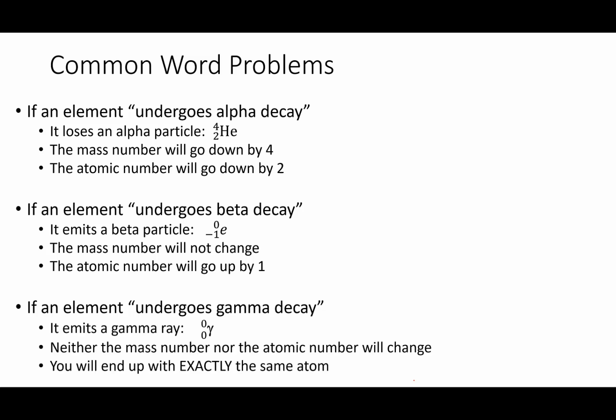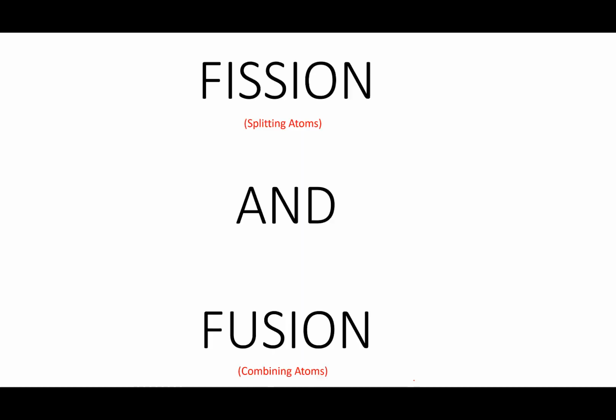And if it undergoes gamma decay, it emits a gamma ray, which this is the symbol for. The mass number and the atomic number do not change. You end up with exactly the same atom, just lower energy. We're almost done. Now we've got to talk about fission and fusion.